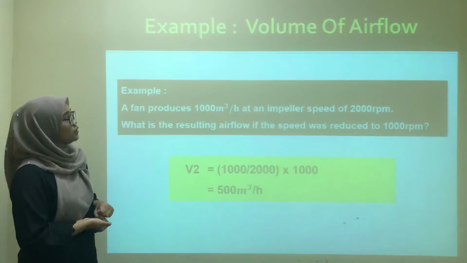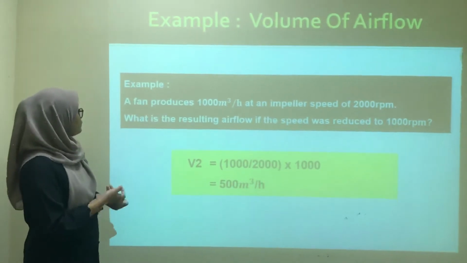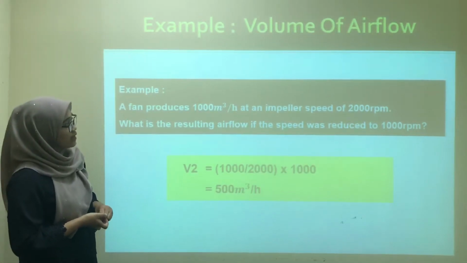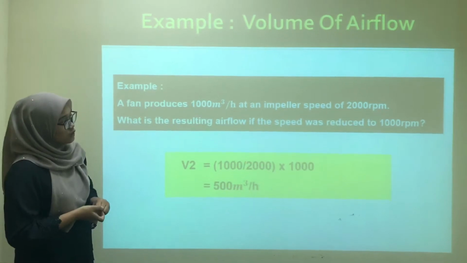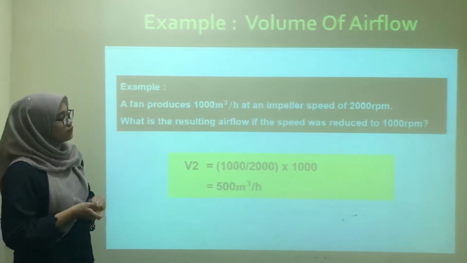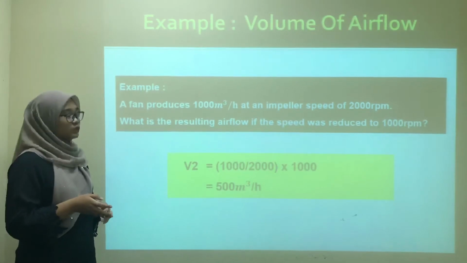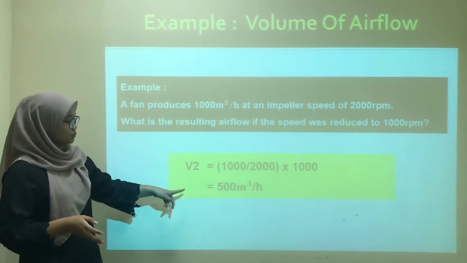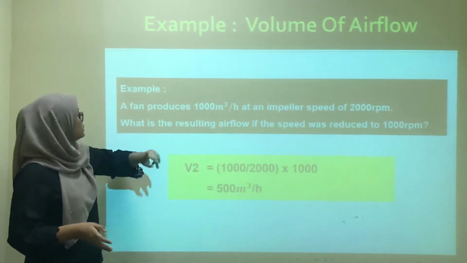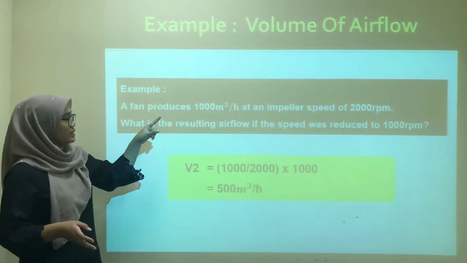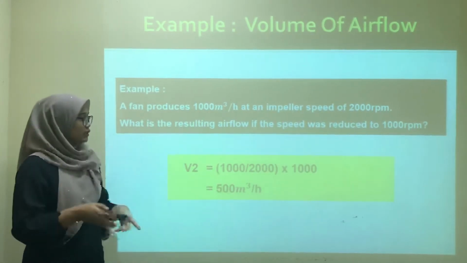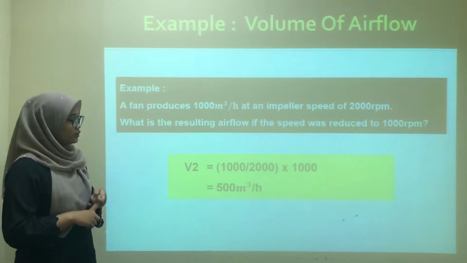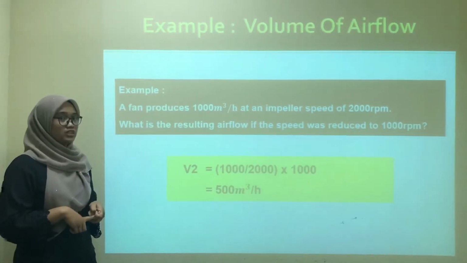This is the example for volume of airflow. For example, a fan produces 1000 meter cube per hour at an impeller speed of 2000 RPM. What is the resulting airflow if the speed is reduced to 1000 RPM? V2 equals 1000 divided by 2000 RPM times 1000, which is equal to 500 meter cube per hour.